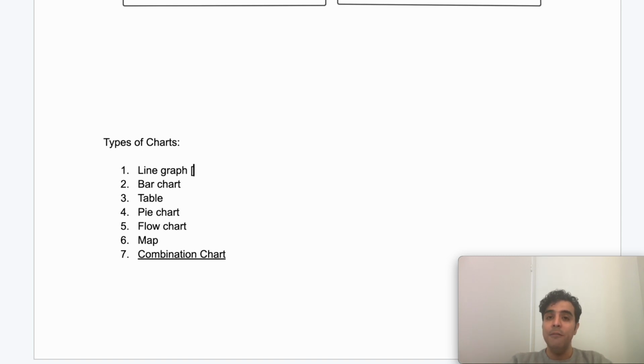Line graph. What kind of information were we dealing with? Well, we were dealing with quantitative data. And was it discrete or interval? It was interval, right? So quantitative data, interval. And when I say interval, I mean it describes changes in quantities, I think this is the best way to put it, over time.